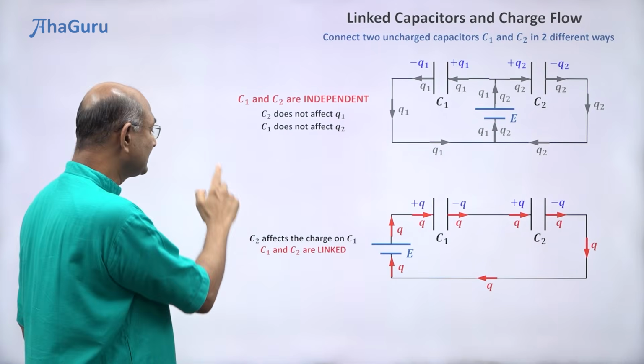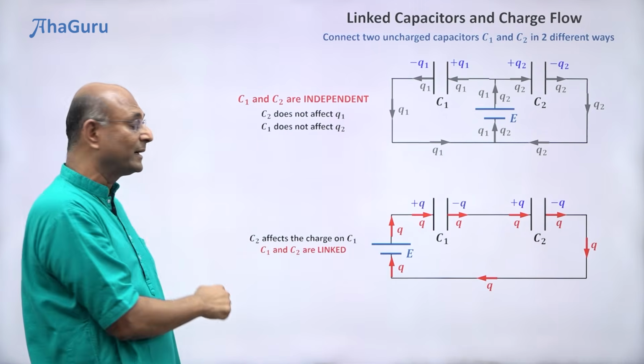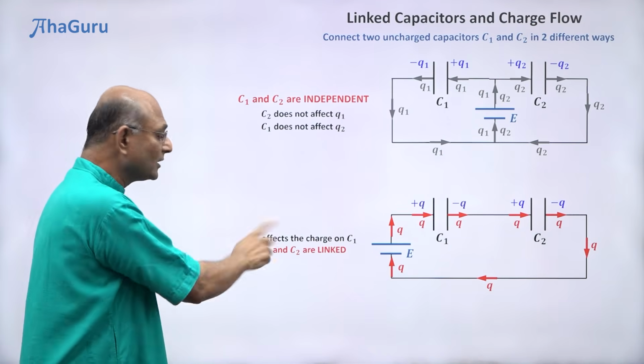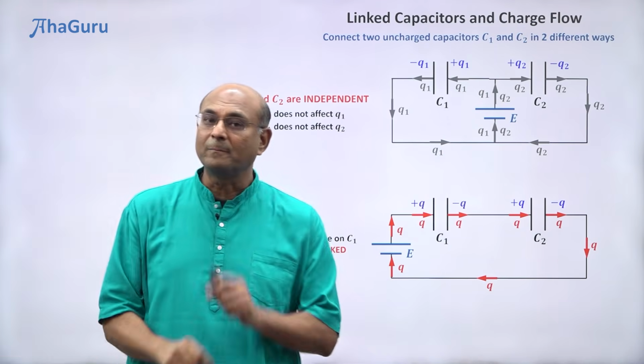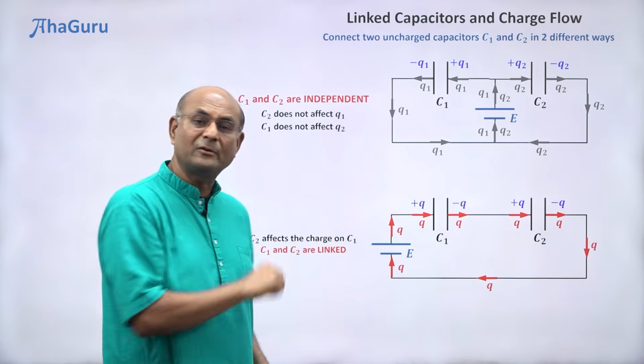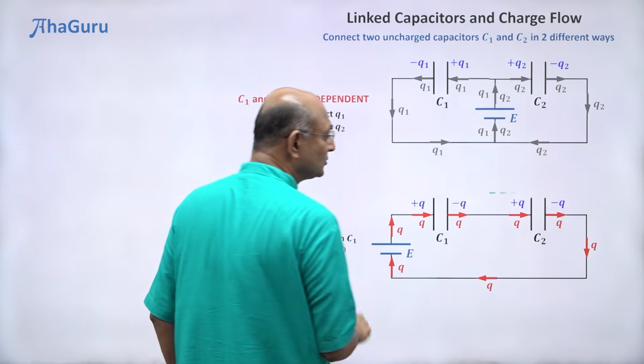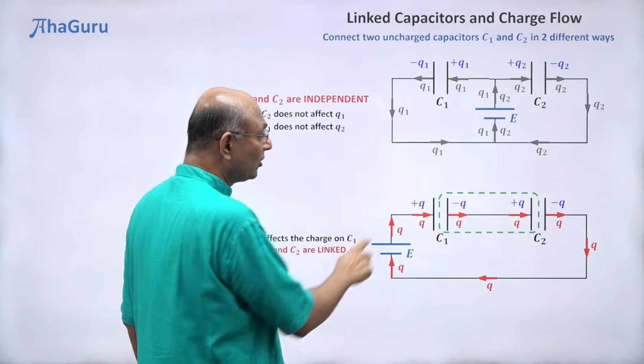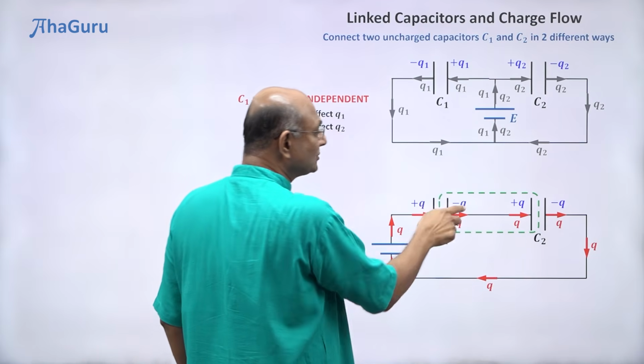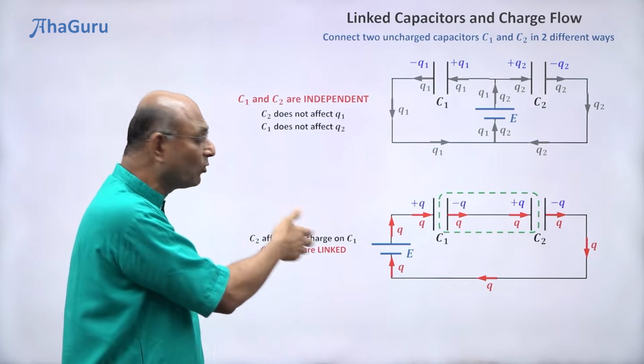So in this situation, C2 affects the charge on C1, and C1 affects the charge on C2. So C1 and C2 are linked. Whenever you have this kind of situation where two capacitors are linked, if you draw a loop like this, you will see that you can draw a loop where everything is inside. There is no path outside. There's nothing to go out, right?